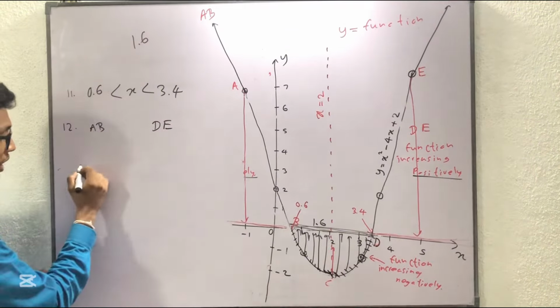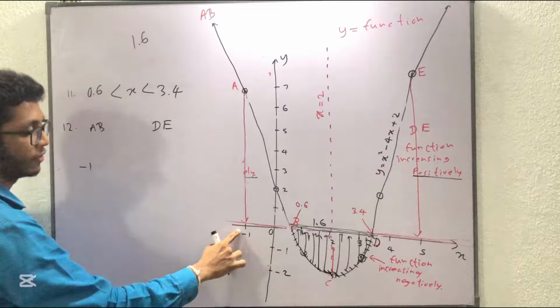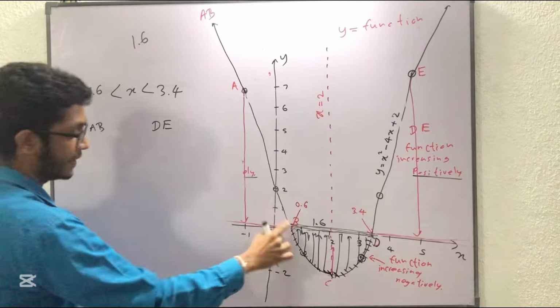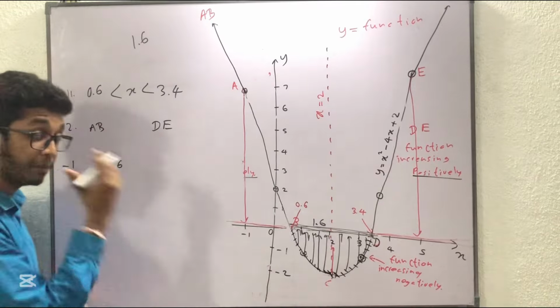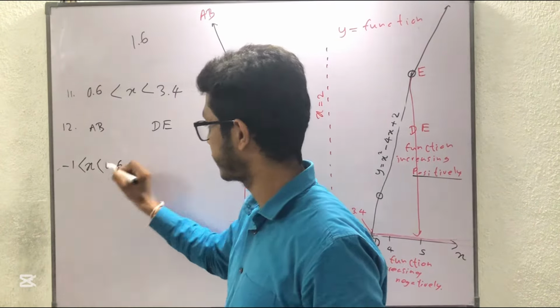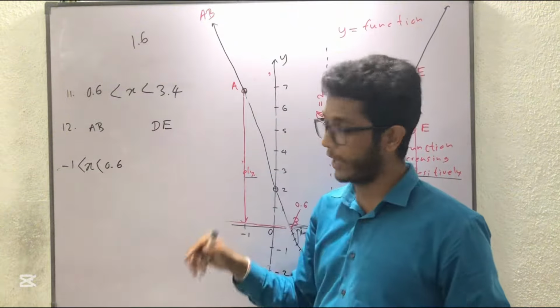We write the smaller value first, that is -0.1. Then after that we write the larger value, that is 0.6. And in between that we write x and we put the inequality mark. That is the x value range for AB.